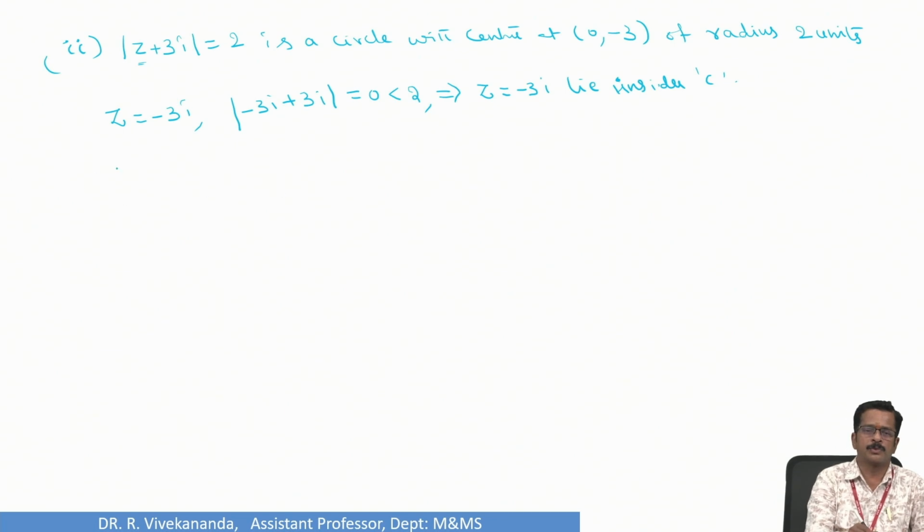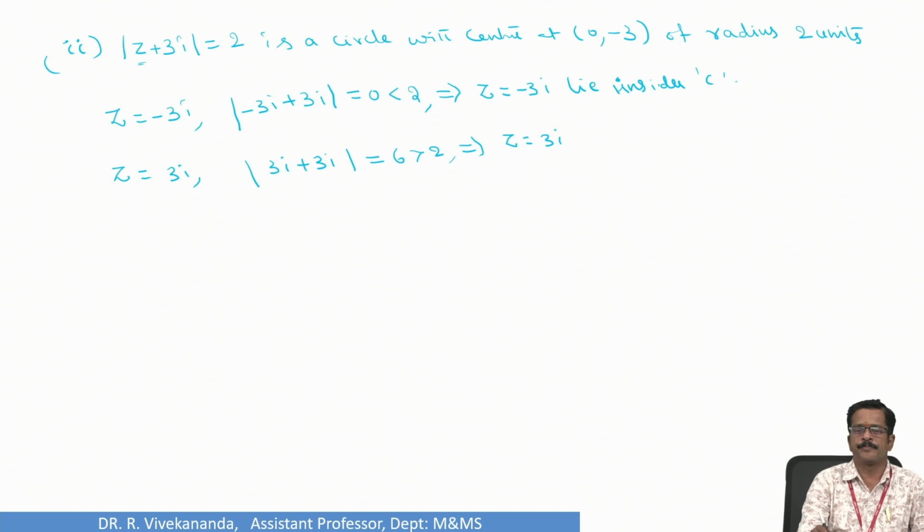Next, what about z equals plus 3i? Modulus of 3i plus 3i, its modulus value is going to be 6, which is greater than 2. That implies z equals plus 3i lies outside C. Okay, one lies inside, one lies outside. The one which lies outside will be taken to the numerator part.